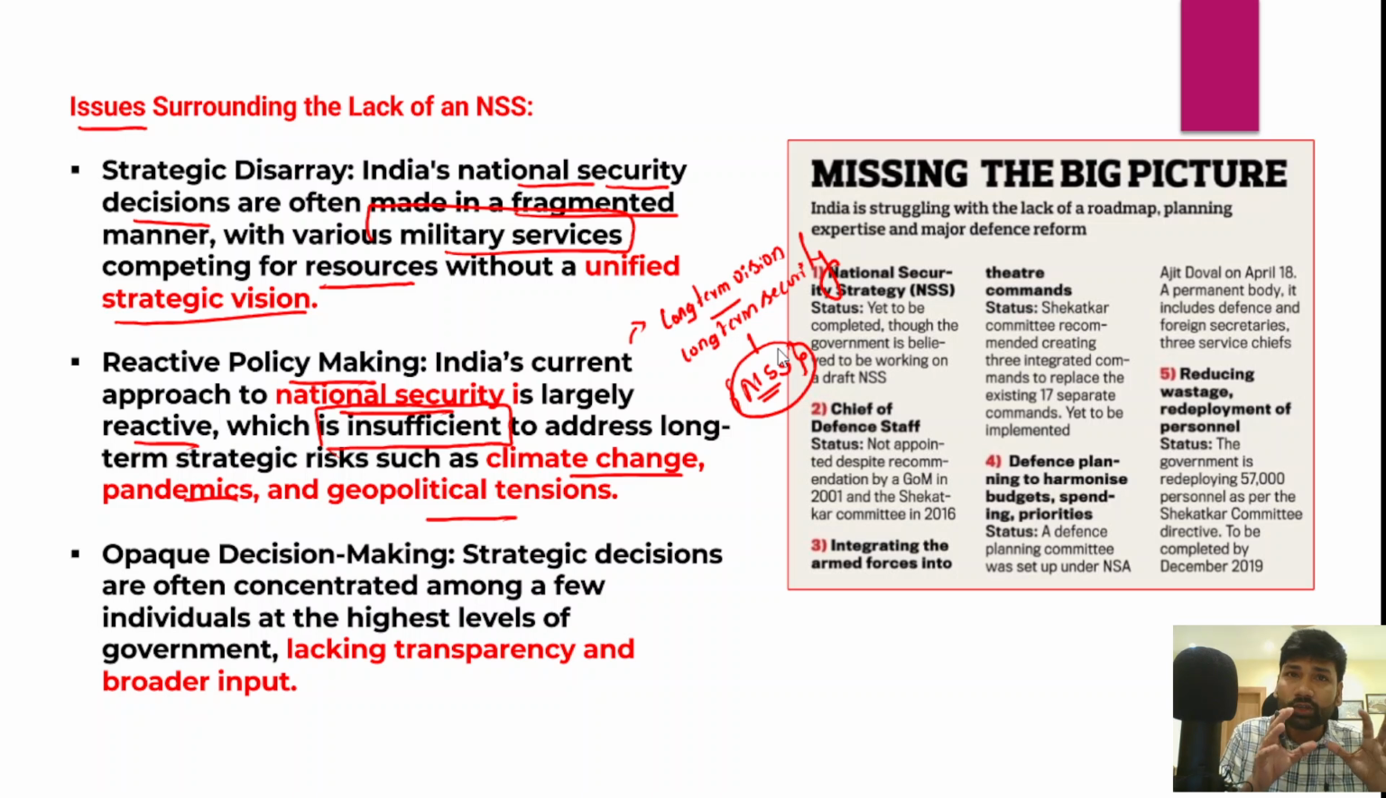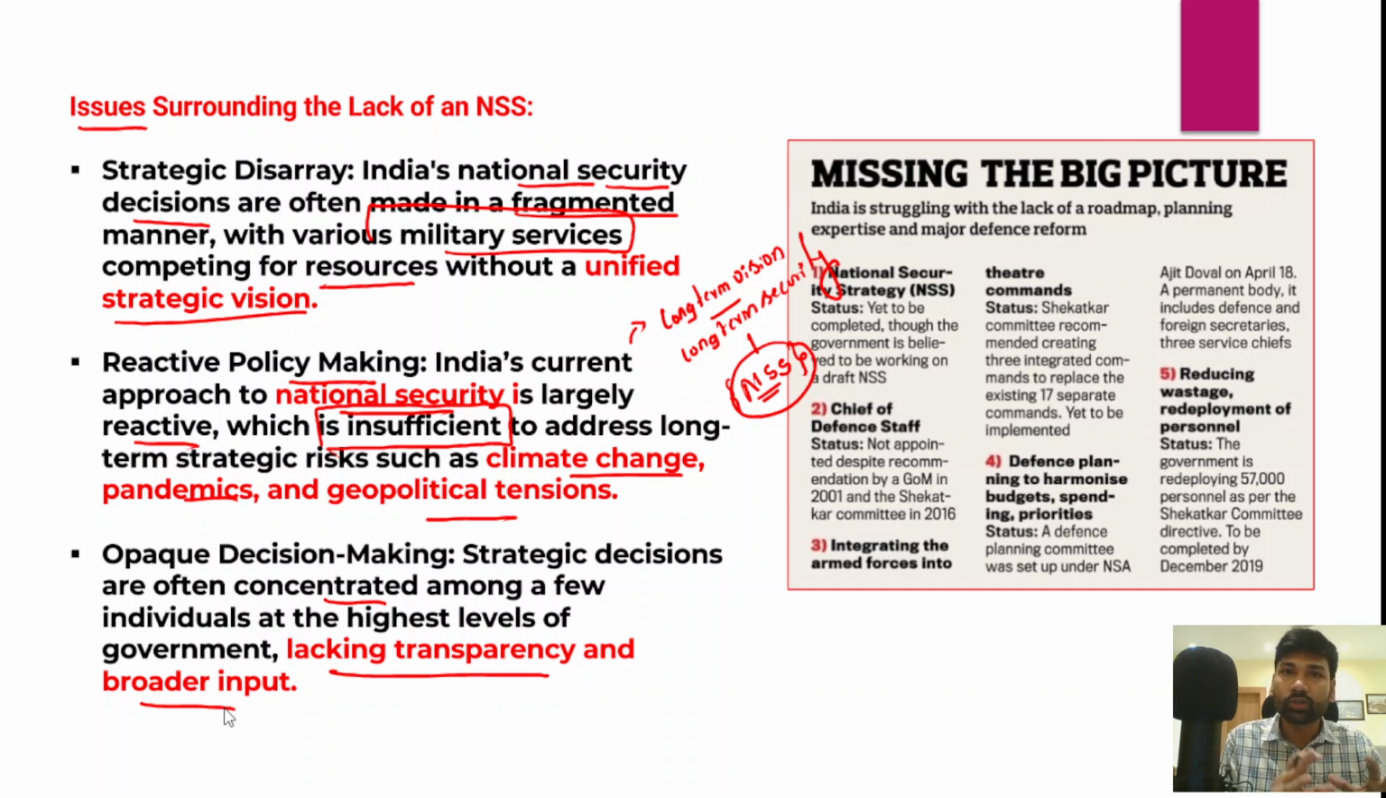And after that, when you look into the decision making with respect to national security, most of these decisions are often concentrated among a few individuals. The decision making is mostly concentrated among some top brass officials and politicians, right? So that is one of the concerns. And this decision making at the top level for ensuring national security is very often criticized for lacking transparency, and it also lacks broader input. Now when I say broader input, there were a number of expert groups. So the stakeholders', expert groups' opinions and advice are not taken into consideration, right?